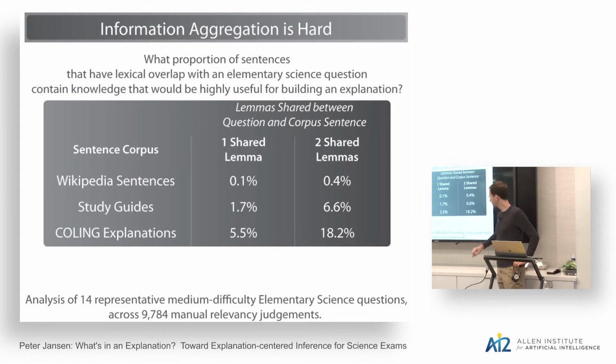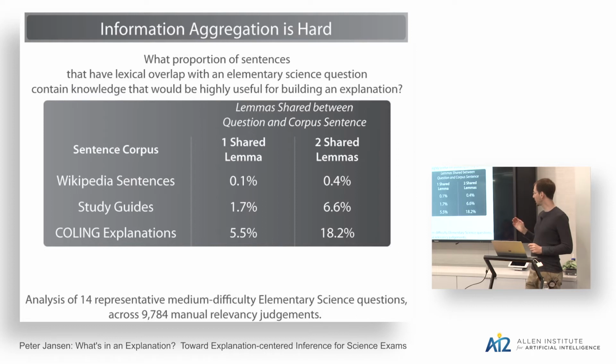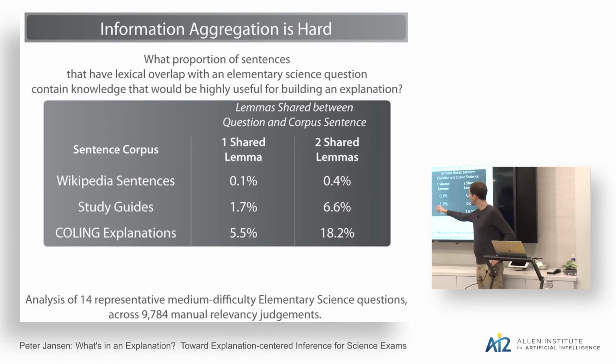I grabbed 14 representative medium difficulty elementary science questions. I grabbed 3 corpora, Wikipedia sentences, study guides, and a corpus of explanations that I'm going to describe in a moment, and rated all of the cases where the sentences from these corpora had some shared words with these 14 questions. And I rated them on a 4-point scale for how useful these sentences would be for building these explanations.